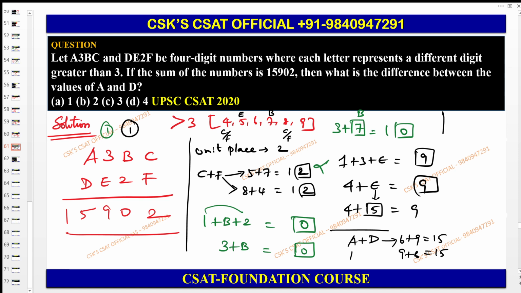Now the question deals with the difference between A and D. The difference is nothing but 9 minus 6. Difference of A and D: 9 minus 6 will give you 3. So the difference is 3. So the answer for this question is C, 3.